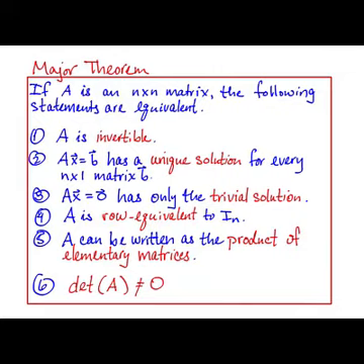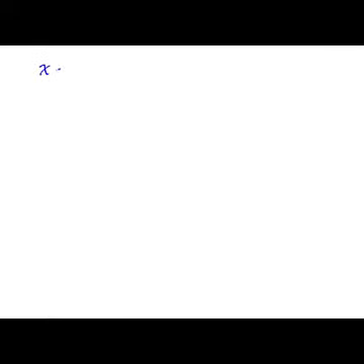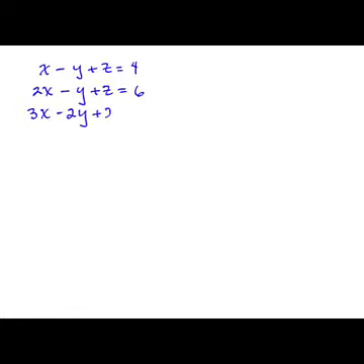All right, let's look at an example. Let's look at a 3 by 3 system. X minus y plus z equals 4, 2x minus y plus z equals 6, 3x minus 2y plus 2z is 0. All right, so all we want to know is, does this system have a unique solution? We don't really care what it is.